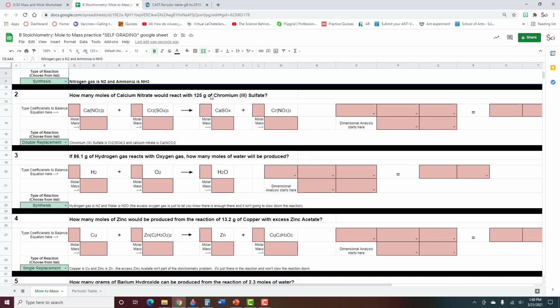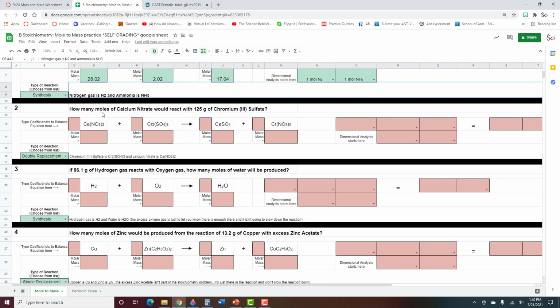This one is like the second one here. This is a grams to moles problem, so this is like this week's problem. So 125 grams of chromium 3 sulfate, and it says chromium 3 sulfate is Cr2(SO4)3, this one right here.